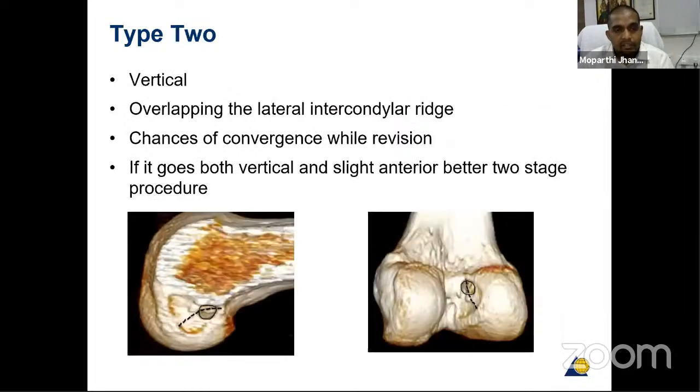Type 2, it is vertical. There will be overlapping of the intercondylar ridge, partly posterior and partly anterior. If you go with the single stage procedure, there will be chances of convergence of the tunnels when we are planning the other tunnel. So if it is both vertical and slightly anterior, a two-stage procedure is a better thing to do in this type 2 tunnel.